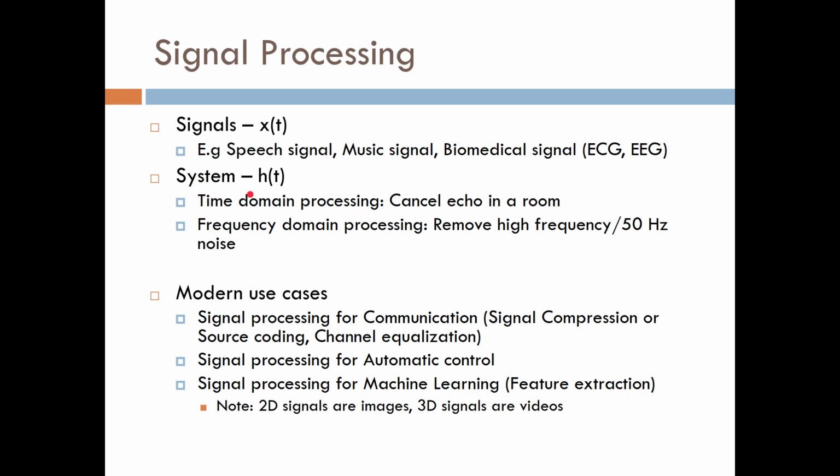What's a system? A system is any process that produces an output signal in response to an input signal. Processing is usually done in the output of such systems. Now that is divided as time domain processing and frequency domain processing, and both have their applications. Signal processing has a wide variety of use cases. It can be used in communication, in robot systems, that's automatic control, and a huge deal in machine learning.